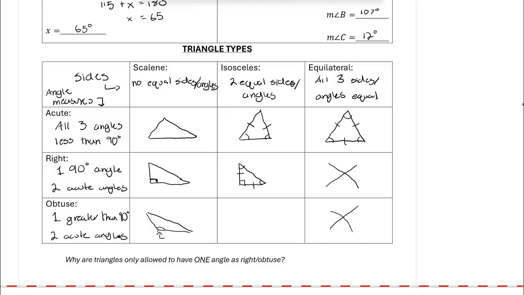So this angle here is obtuse. Remember, obtuse means greater than 90 degrees, right? So our last one, isosceles obtuse. We're going to have two equal sides / angles, one angle greater than 90 degrees, and two acute angles. So it's going to look something like this.